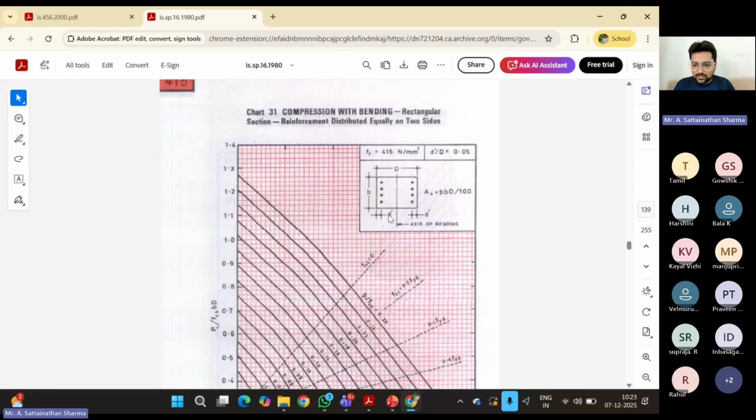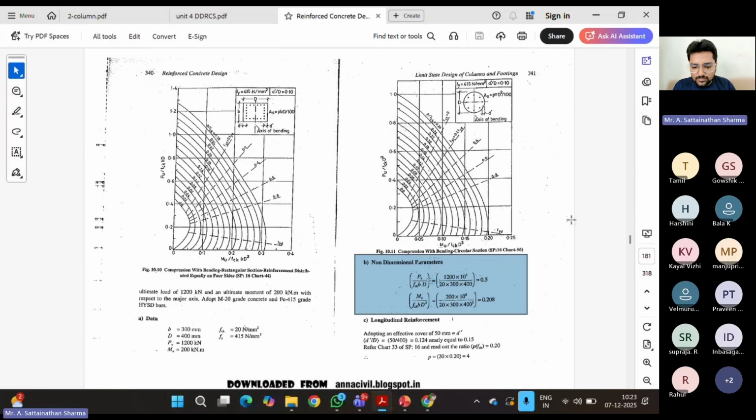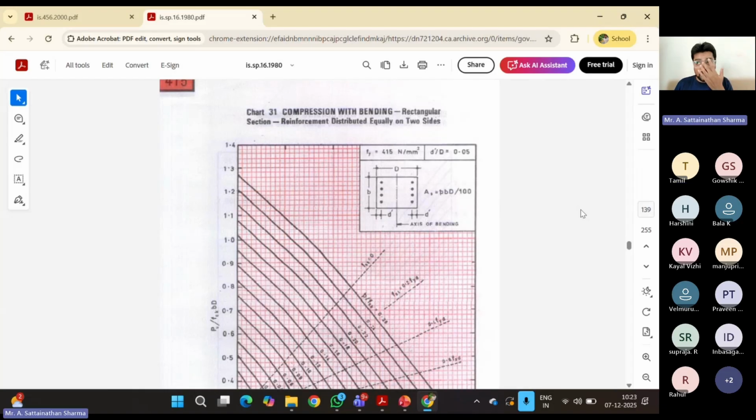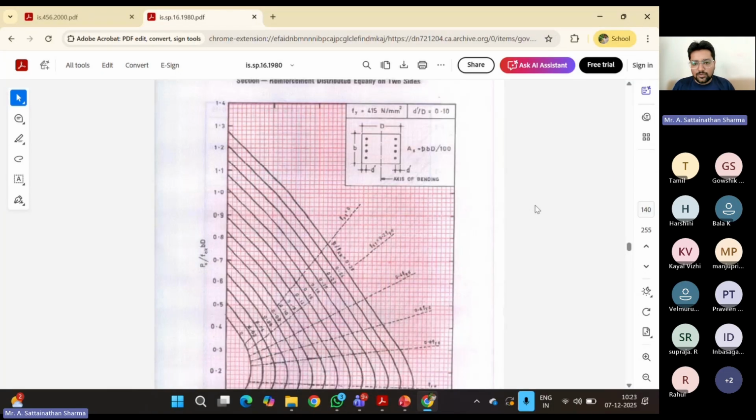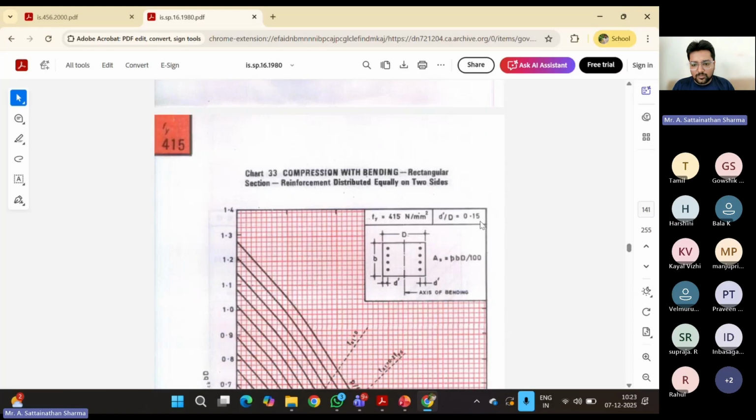Okay, D dash is the cover. What is the cover for column? What is the cover for column? 40 mm. Okay, you can assume it 40 or 50. No problem. Anything is fine. So put D dash by D. What you are getting? 0.05 or 0.10, based on that the table will change.